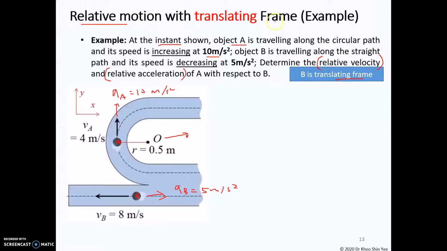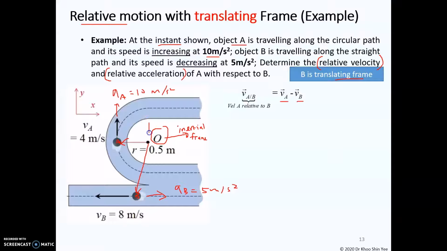Since B is moving in a linear path, therefore B is a translating frame, and we are performing the relative motion with a translating frame. First of all, let's find the velocity of object A with respect to B by using this equation. VA/B is equal to VA minus VB. VA and VB are absolute values, and they must be measured with respect to an inertial point. So let's choose point O here to be our inertial point, and you are going to measure VB with respect to O and VA with respect to O here.